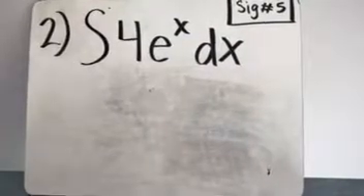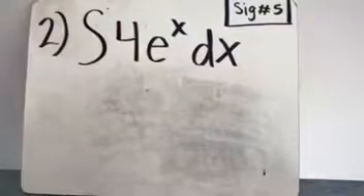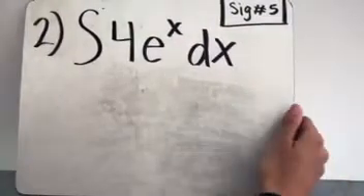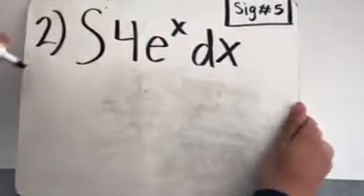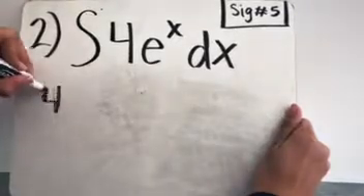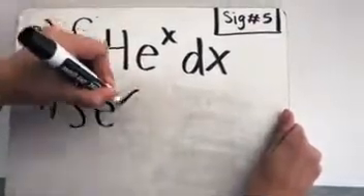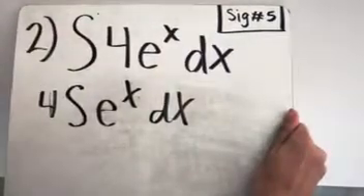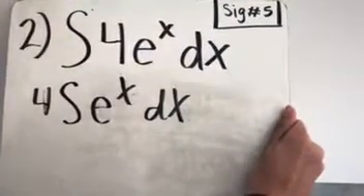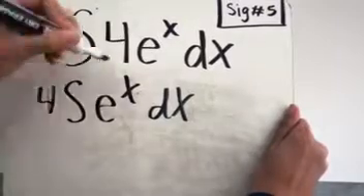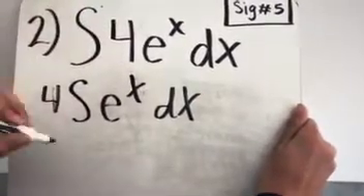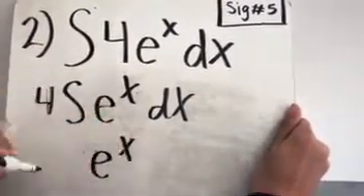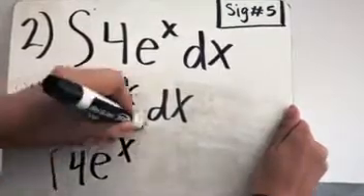Okay, so this is problem number 2, taking the antiderivative of 4 e to the x. So what we can do here to make it simple is take out the 4, and then we'll just have e to the x dx. And the derivative of e to the x is just e to the x times x prime, and x prime is just 1. So the derivative will just be e to the x, and then you bring back the 4, and that's your answer.